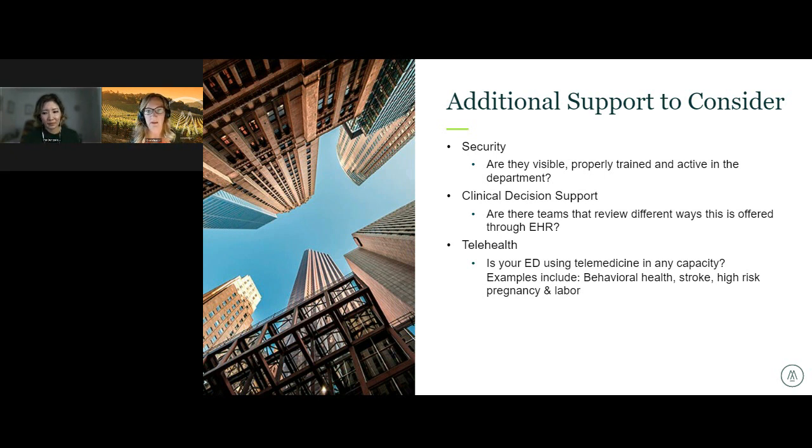And then telehealth. Certainly telehealth is really, really growing. It's obviously still even growing in your emergency department. We're seeing it more frequently with behavioral health, high risk pregnancies, things like that, where there might not be an expert on site in that emergency department or even that community. So telehealth is something that is very common these days, and I do believe will continue to grow.